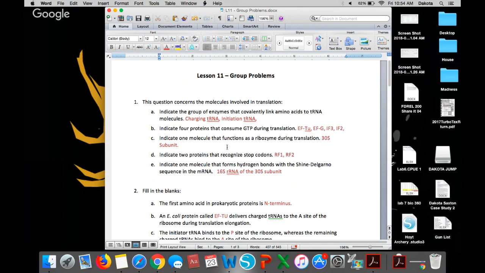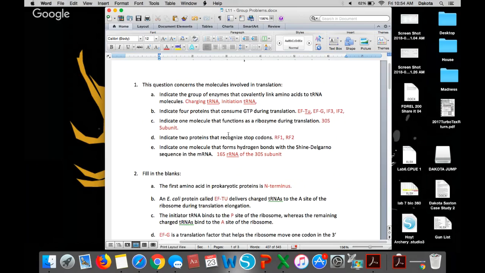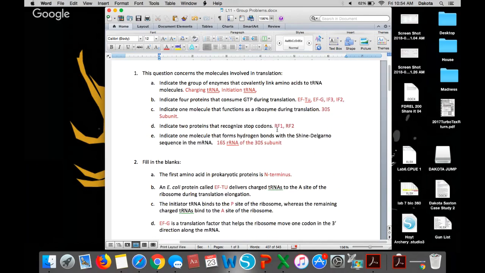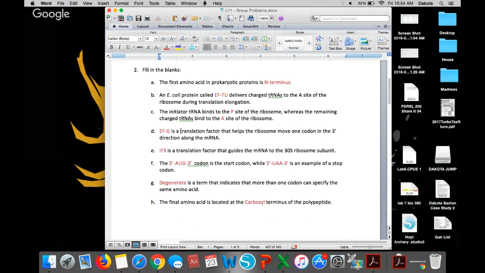One molecule that functions as a ribosome during translation is the 30S subunit. Two proteins that recognize stop codons are release factor 1 and release factor 2. One molecule that forms a hydrogen bond is the 16S RNA of the 30S subunit with the Shine-Dalgarno sequence. Here's number 2. So number 2 is the first amino acid of prokaryotic proteins, which is the N-terminus.